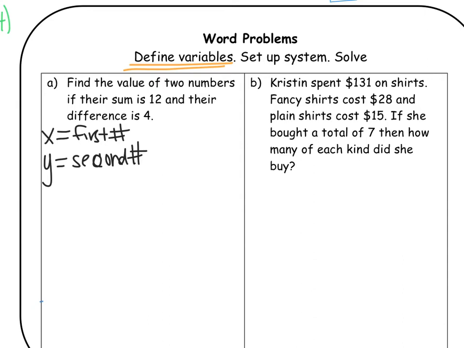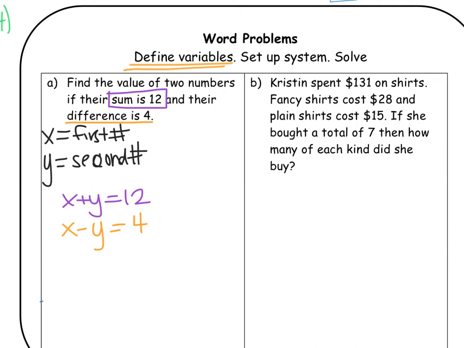So the sum of the two numbers is 12. So the sum of x plus y equals 12. Second part of that, their difference is 4. So x minus y equals 4. So now we go back to our 3 ways for solving systems.